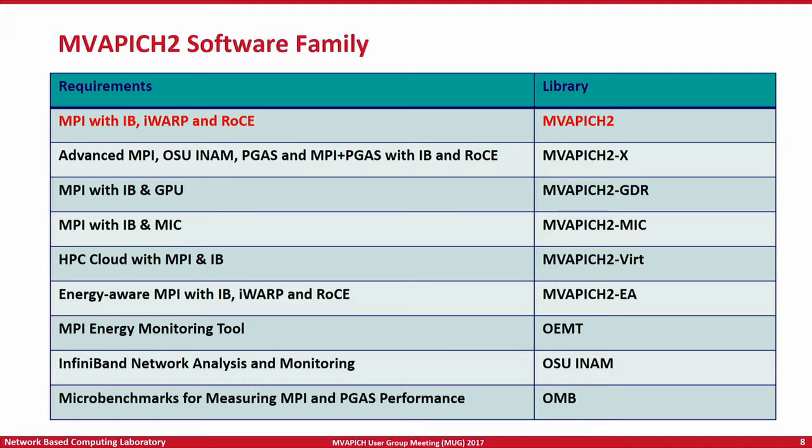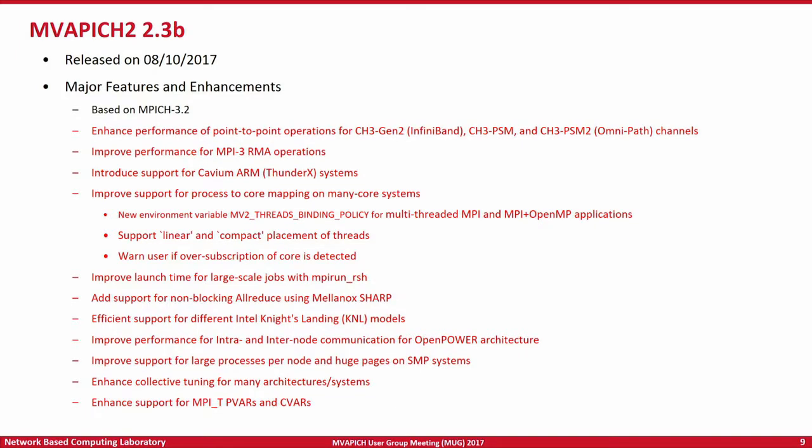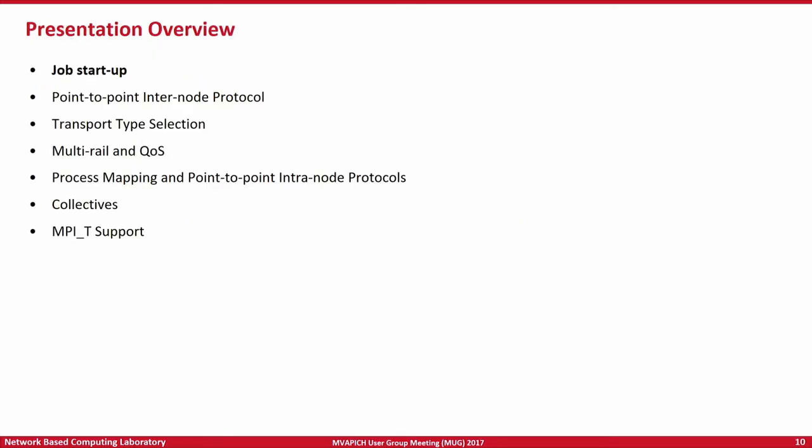So this is the feature list of MVAPICH2 2.3b, which was released last week. Now we'll go over some key points that MVAPICH2 offers. So job startup, point-to-point communication. Just like in the Ethernet world you have TCP and UDP, in the InfiniBand world you have different types of transport protocols. So we'll discuss what transport protocols MVAPICH2 supports. We'll discuss how to take advantage of multiple InfiniBand HCAs inside MVAPICH2 to deliver best performance.